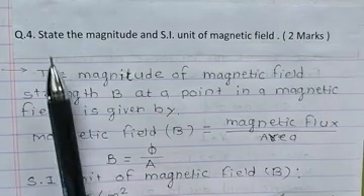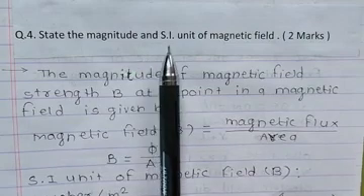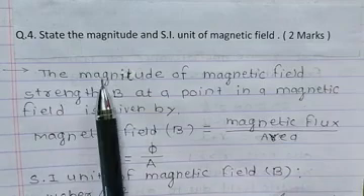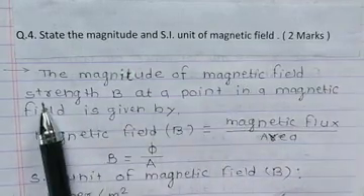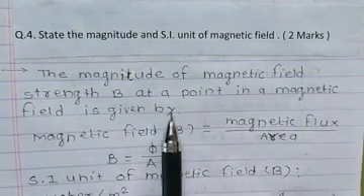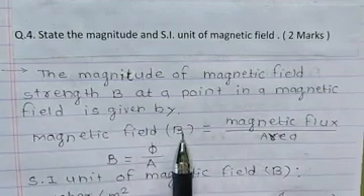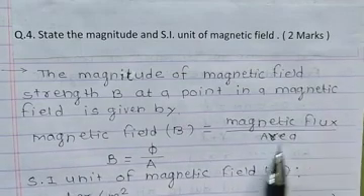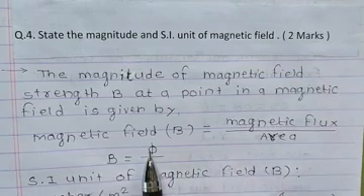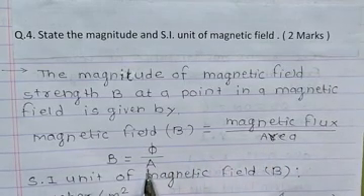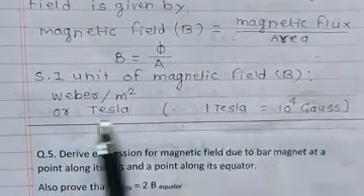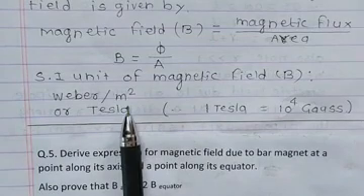Question 4. State the magnitude and SI unit of magnetic field. The magnitude of magnetic field strength B at a point in a magnetic field is given by magnetic field B is equal to magnetic flux upon area. So B is equal to what? Magnetic flux, which is denoted by phi, upon area A.